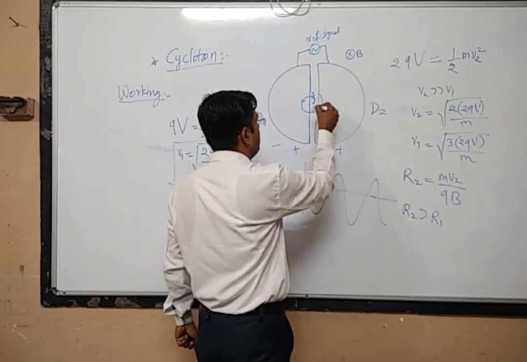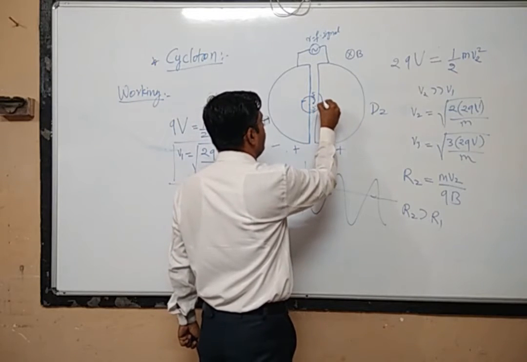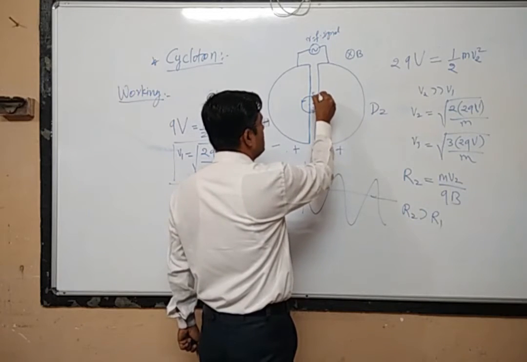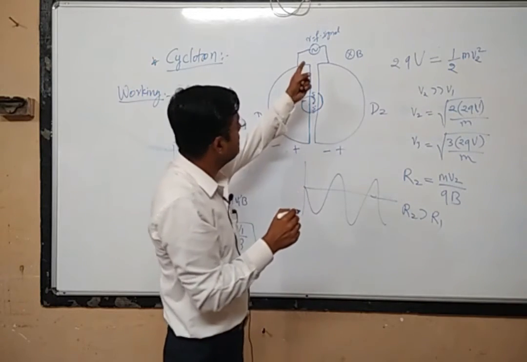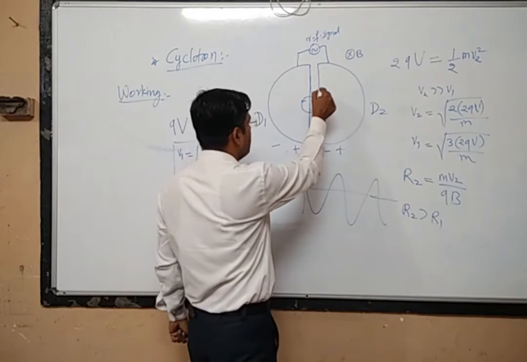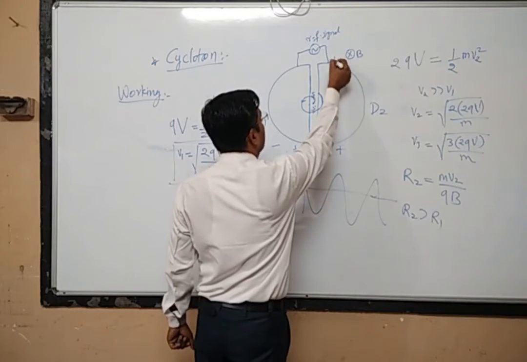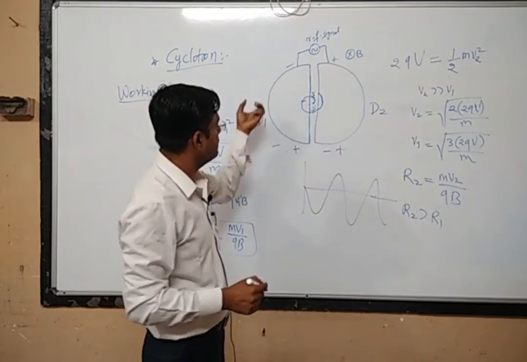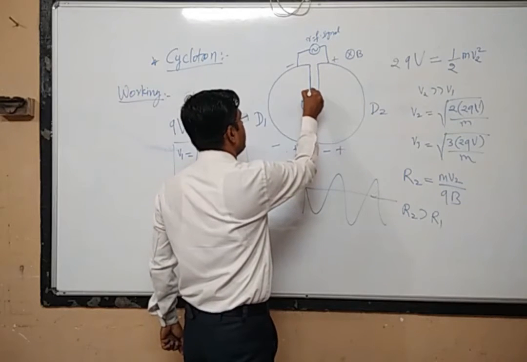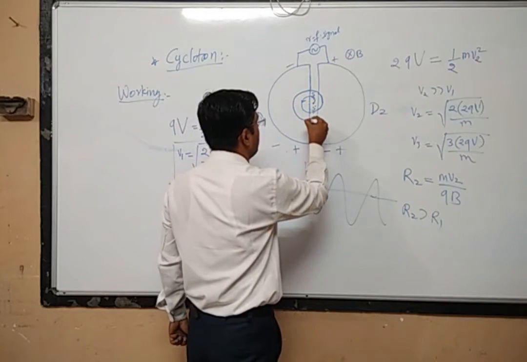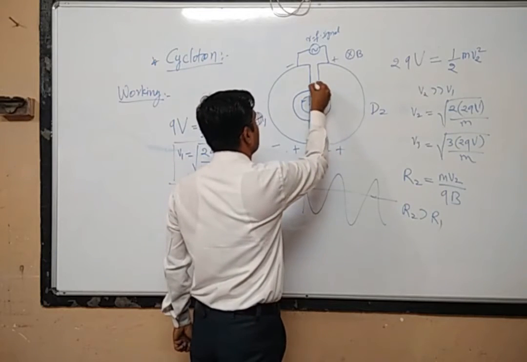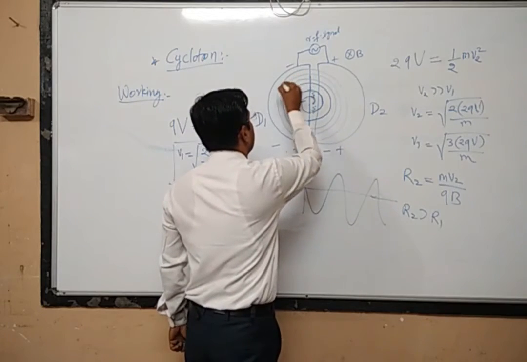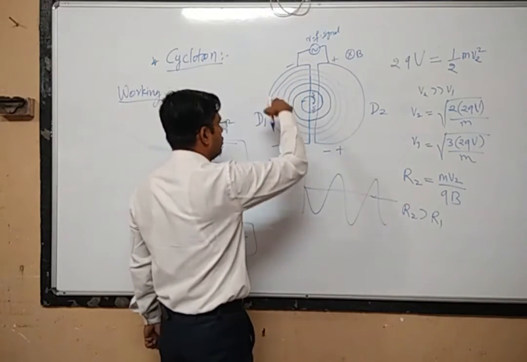So the charged particle follows a path like this. Again, when the charged particle follows a semicircular path in D2, once it reaches the exit point, the frequency is adjusted so that D2 now becomes positive potential and D1 again becomes negative potential. So again D1 will attract the charged particle, it will be accelerated, it will travel in a constant electric field. Okay, again it will be accelerated by D2. So again the charged particle will travel like this.